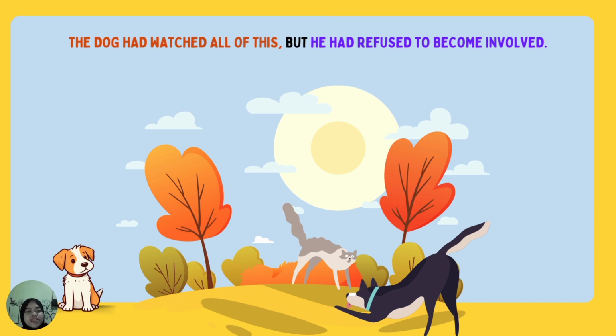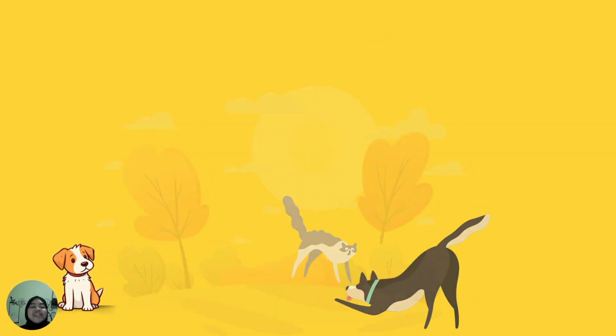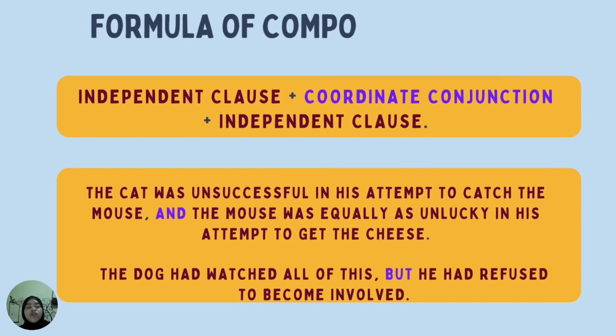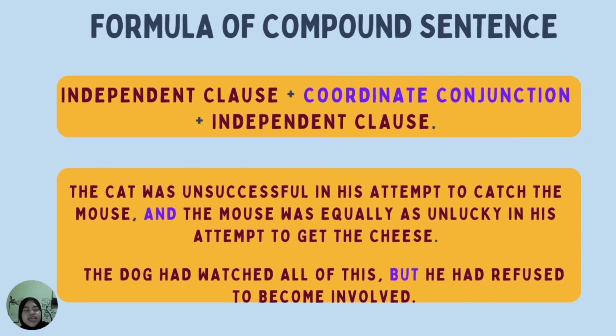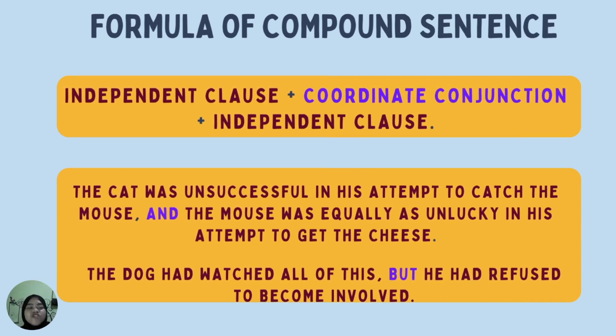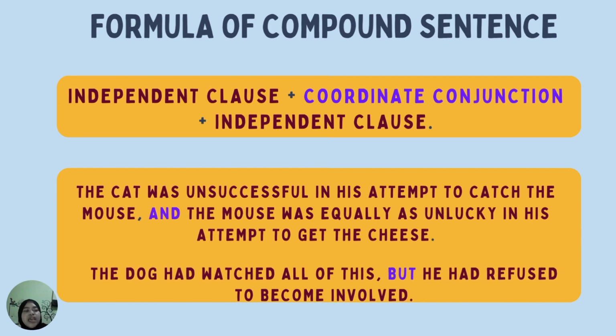Okay, from these examples, let's take a look at the formula of compound sentence. The formula of compound sentence contains, or begins by stating, an independent clause, then followed by a coordinate conjunction, and followed by independent clause number 2. Remember, the compound sentence contains two independent clauses that are connected by a coordinate conjunction.